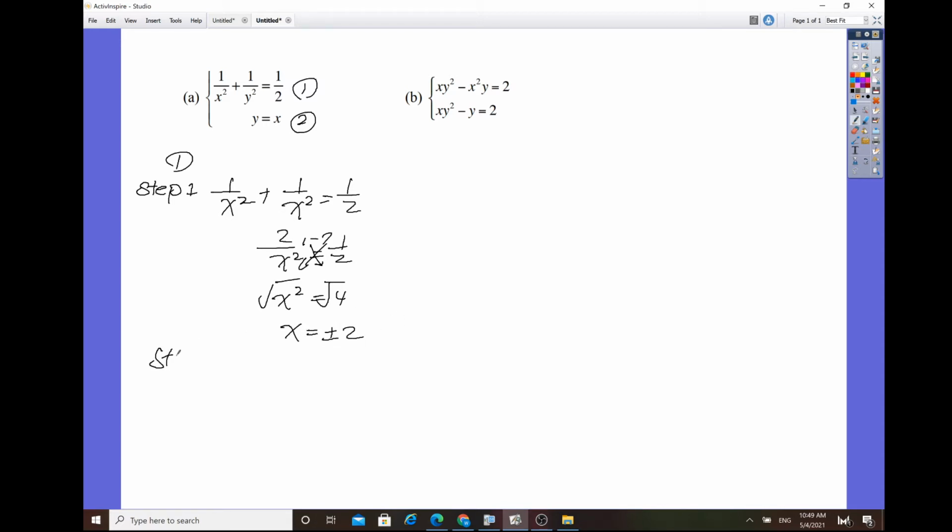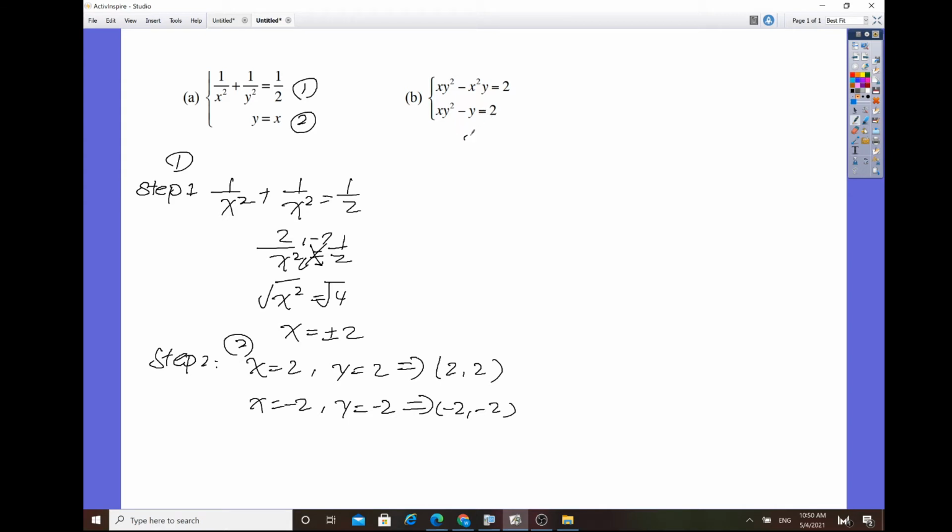And then step 2, you want to solve for y. If x equals 2, that means y equals 2, using the second equation. If x equals negative 2, that means y equals negative 2. But don't forget to rewrite it in xy coordinate form, so it's (2, 2), and the other one is (-2, -2). Now what about for B? Quite similar. You can use substitution, or you can use elimination, but it's easier to apply substitution.